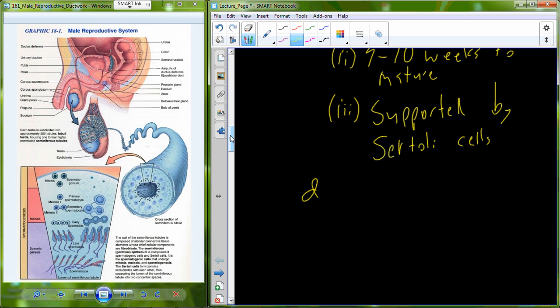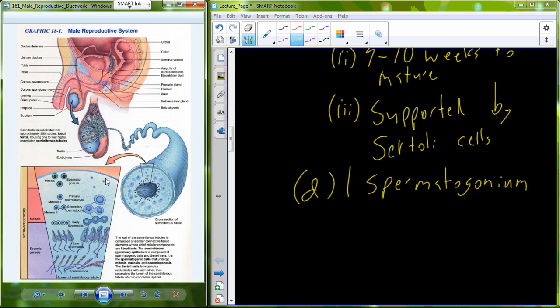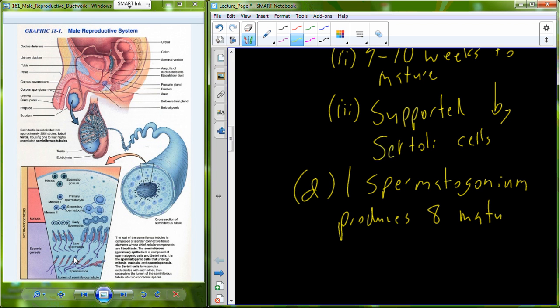So the big summary here: our one spermatogonium, which is the cell that typically is up here at the periphery of the seminiferous tubule, moves its way down towards the lumen as we go through this differentiation and maturation process. From that single spermatogonium, we produce 8 mature sperm cells. Now this entire process from spermatogonium to mature sperm needs to be regulated, right?